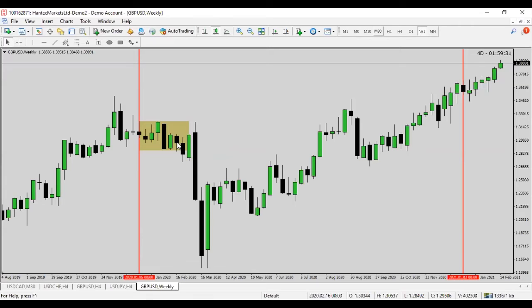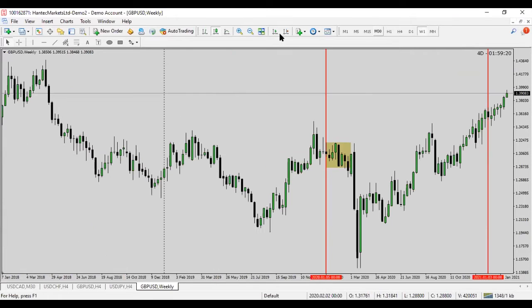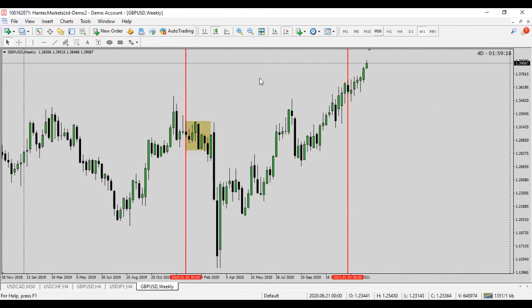What is the next phase of the market after accumulation? It is a phase called manipulation. That is the next phase of the market. Manipulation. Now, how are we able to identify manipulation? If you look at this carefully, you realize that after the accumulation phase, the market came down like this. The market did this. After the accumulation phase, the market came down like this.